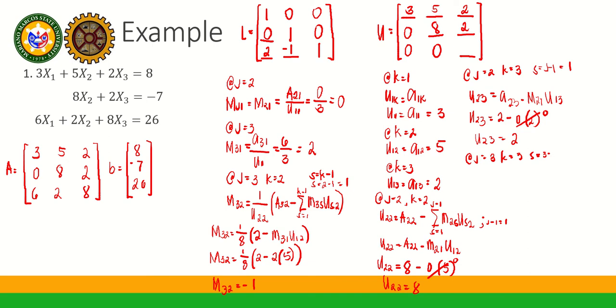3 minus 1. So, our S will be equal to 2. So, kailangan na nating mag-summation. Now, our formula will be U33 is equal to A33 minus the summation of, or let's continue na lang sa kabilang slide.